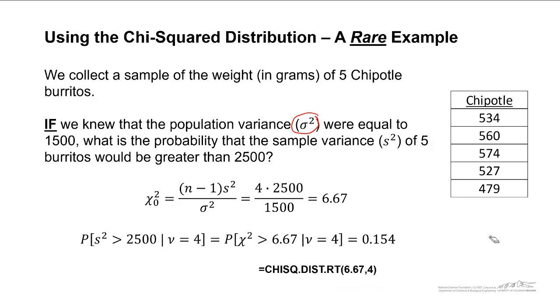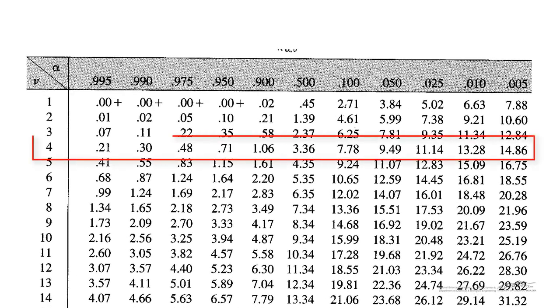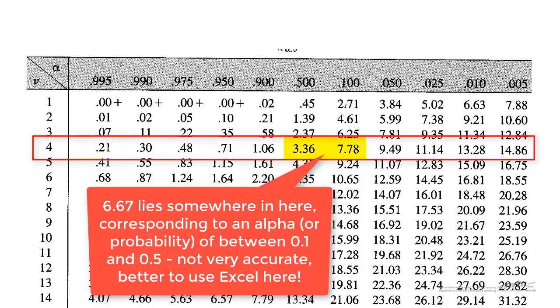Note that this problem is a little more difficult to do using the tables in the back of your book. If you wanted to use the tables, it's not arranged in a fashion that you can easily use in this case. Remember, we got a chi-squared variable of 6.67. We had 4 degrees of freedom. So essentially, 6.67 lies somewhere in here, which means the probability to the right of it is between 0.5 and 0.1. And that's not that accurate.